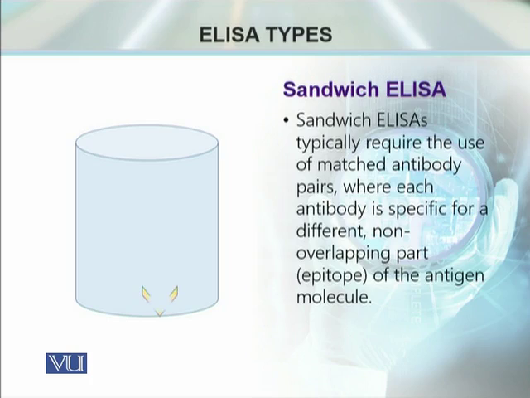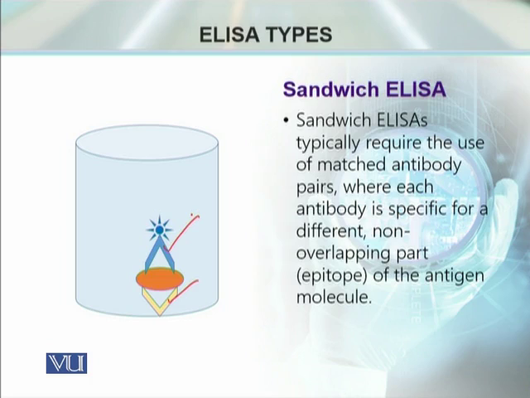In that pair, one antibody is known as the capture antibody. The second one is known as the detection antibody. Capture antibody is basically the one which is coating that particular polystyrene plate well. This capture antibody binds with the antigen, and then we have the detection antibody that will detect the antigen in the sample.